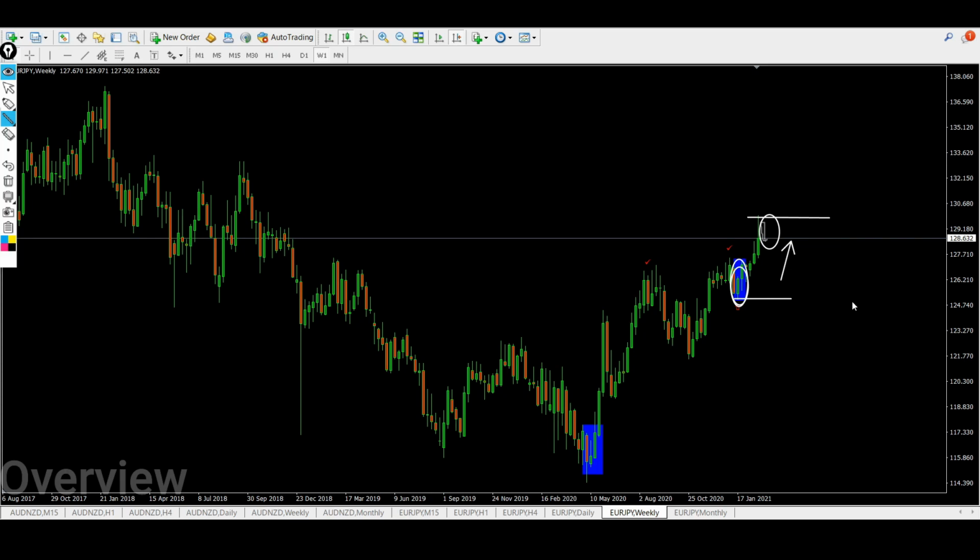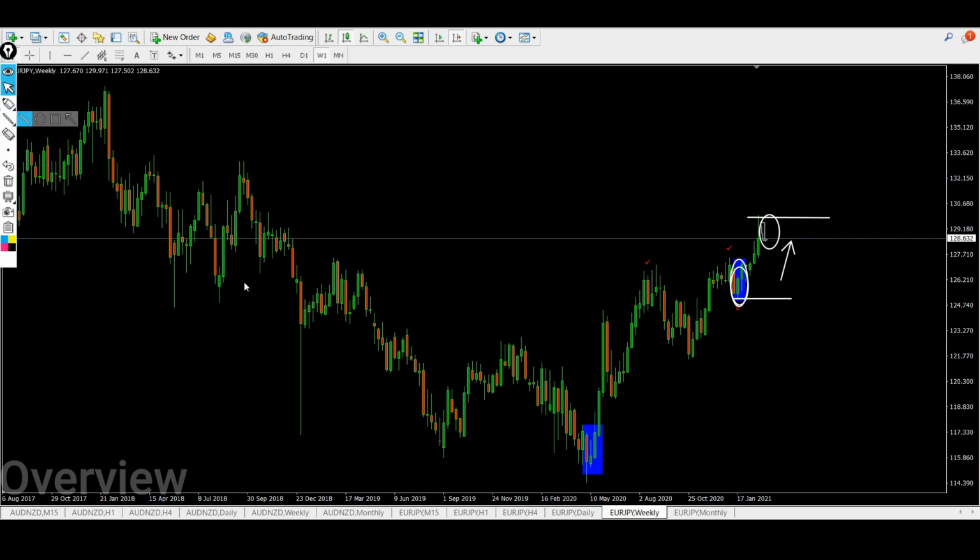Okay, so at this point, there's really no bias on the Euro Yen. We're going to have to see if a short trade forms, and furthermore, if it's strong or weak, and then we'll decide which way we're going to have a bias. Okay, so I'll keep you updated with this too, guys.